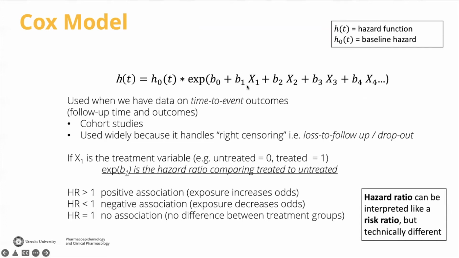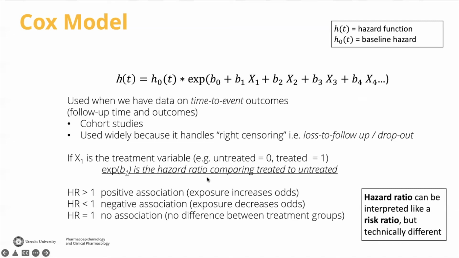The beta 1 coefficient here, if this is the exposure variable, beta 1 is going to be the hazard ratio, which indicates whether there's an association between the exposure and the outcome. The hazard ratio can be interpreted like a risk ratio, but it's a little bit different. But don't worry about that for now.